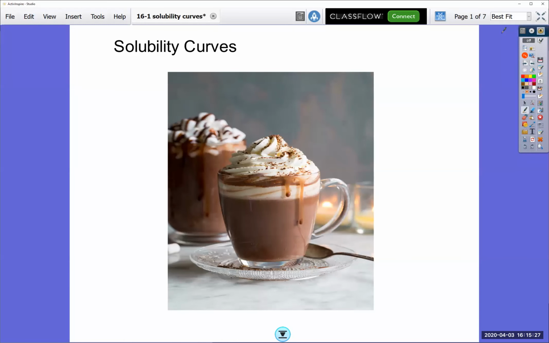All right, solubility curves. To begin this lesson, I want you to think about the perfect hot cocoa drink. The perfect hot cocoa drink will be at the right temperature. It will have the perfect amount of cocoa solute in there to where it's not too sweet or not too unsweet, I guess you can say. And even when you finish drinking it, there will be no cocoa powder mix at the bottom.